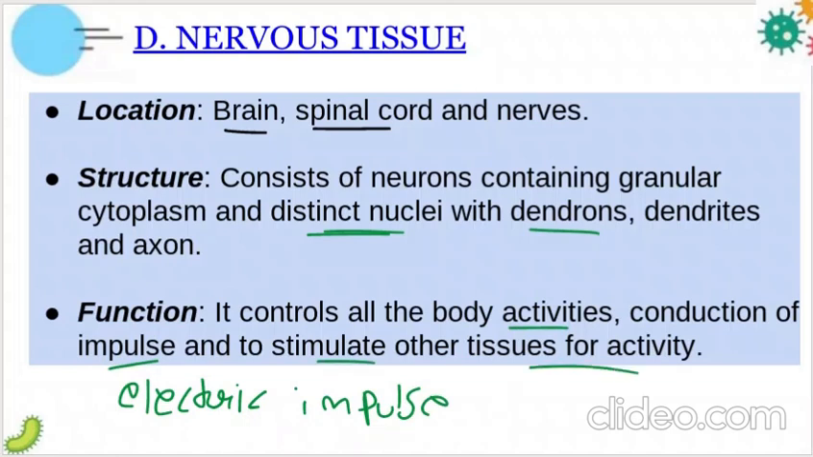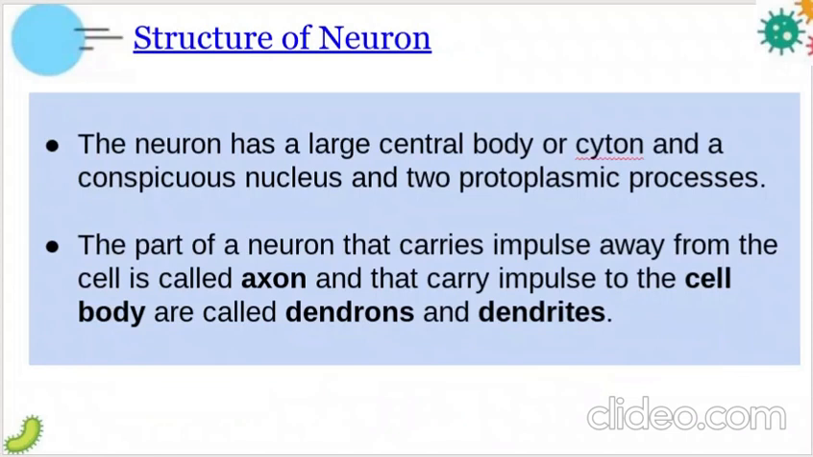That is nervous tissue. Now, what is the structure of a neuron, because that's the most important part. I'm going to show you the picture. A neuron has a large central body, the cell body, known as the cyton, and they have a conspicuous nucleus also, and two protoplasmic processes. The part of a neuron which carries the impulse away is called the axon. Axon is the long part from the cell body, and takes away the impulses. Then there are dendrites which receive it.